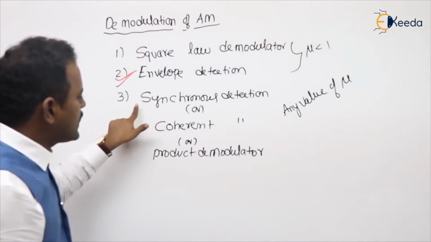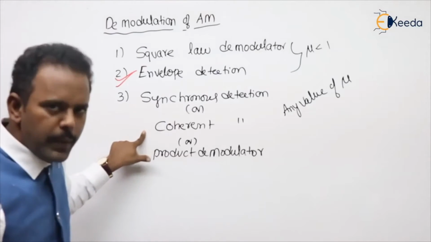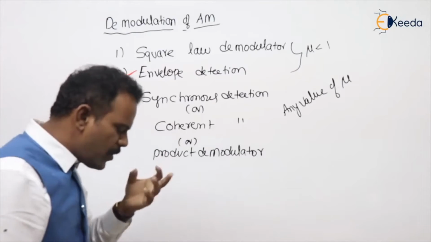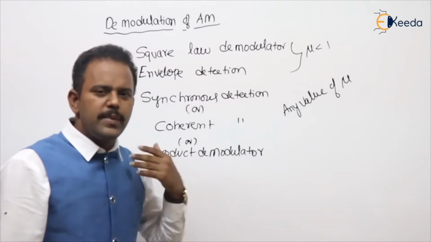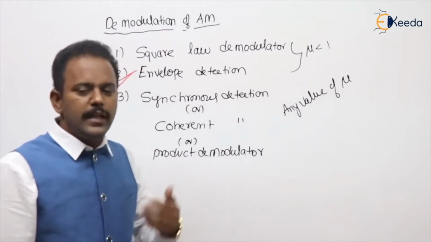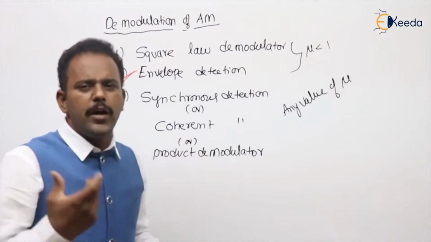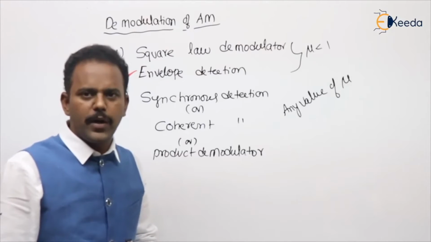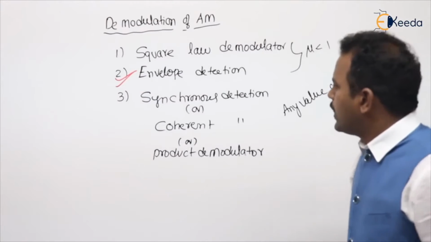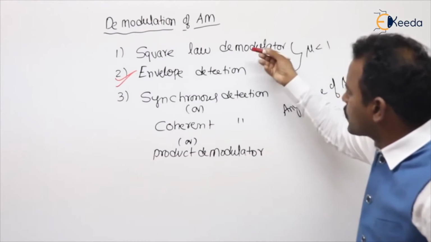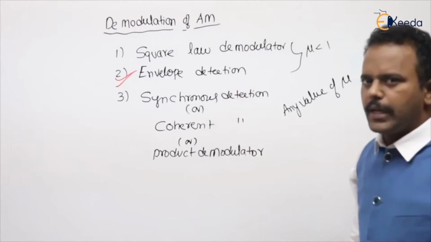Now coming to the third one, synchronous or coherent. It is one of the good ones, but it is complex. So what demodulators do we have nowadays? Synchronous detection only. Whether for DSB, SSB, VSB, even for FM, and in digital communication also the same, synchronous with small modifications. Are you understanding my point or not? So now we will discuss each one by one: square law, envelope and synchronous. Anyhow, what we are using is envelope detection.